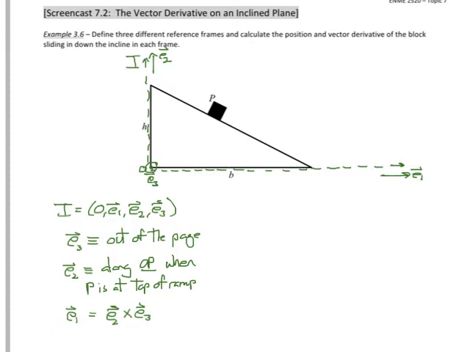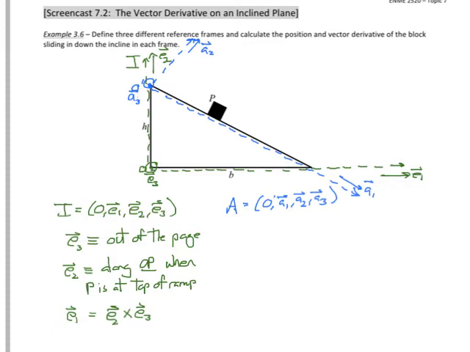So now let's define another reference frame. We'll call it reference frame A, and it'll have an origin of O prime and basis vectors A1, A2, and A3. And we'll sketch it on our diagram. And we see that we have three basis vectors, A1, A2, which is perpendicular to that, and then A3.